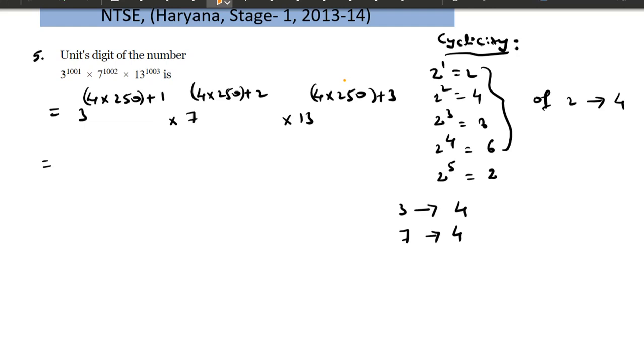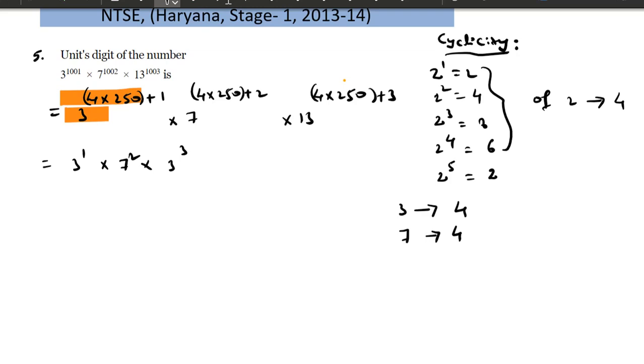Now, don't consider this part. Other than this part, the remaining part, that means 3 power 1. I am finding only the unit digit. Unit digit of that resultant number is equal to 3 power 1 into 7 power 2 into 13 power 3, or 3 power 3. 13 also no need to consider. 3 power 3 you can take. Unit digit of 13 power 3 and 3 power 3 are the same.